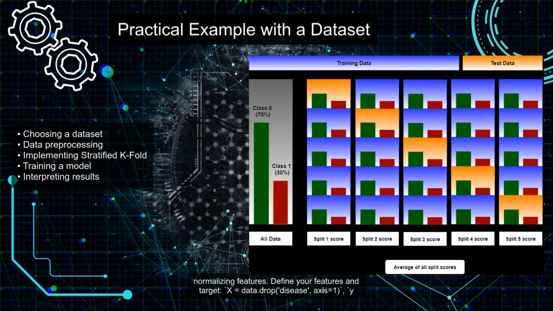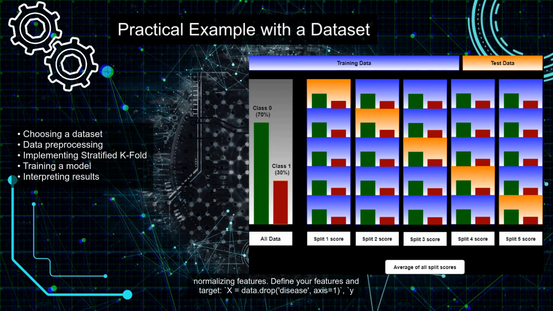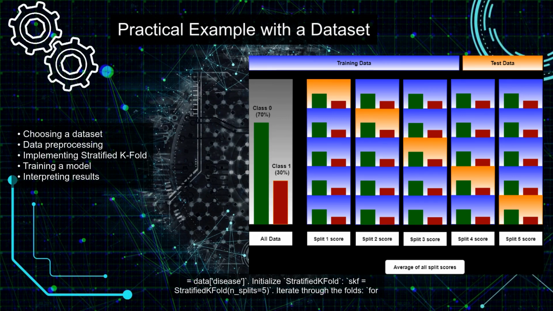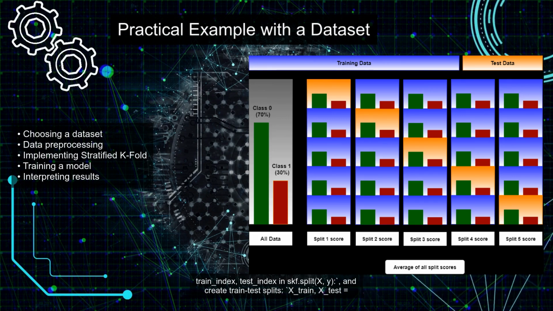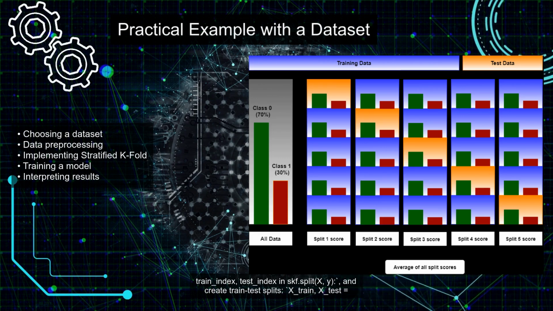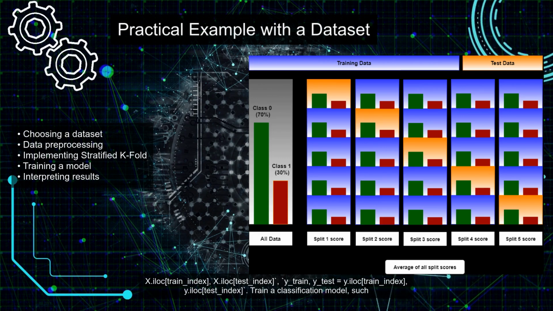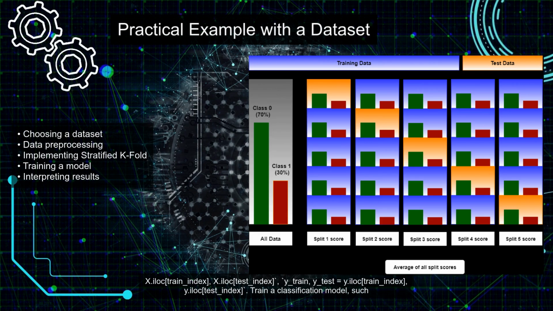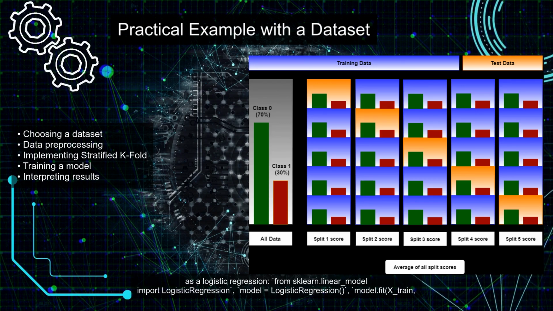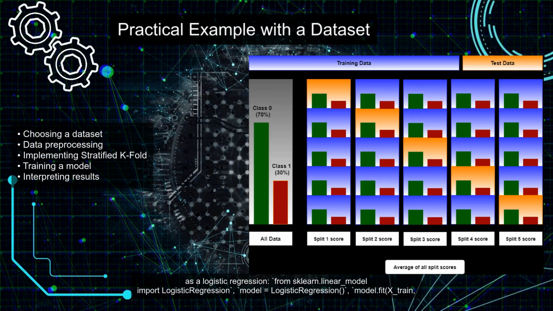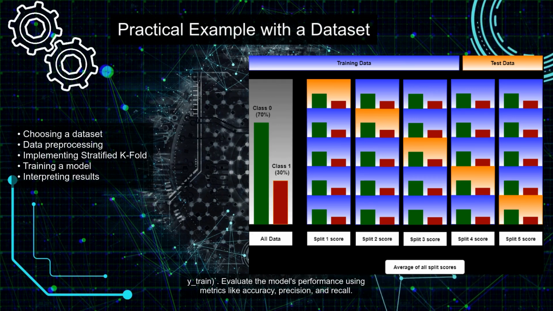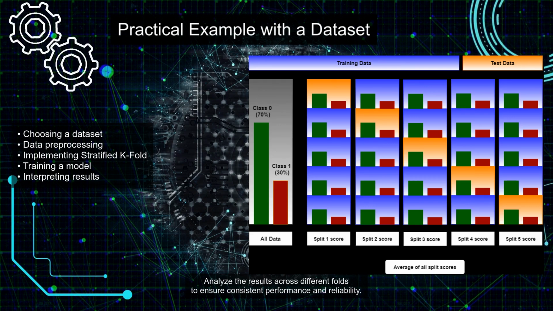Initialize StratifiedKFold: skf = StratifiedKFold(n_splits=5). Iterate through the folds: for train_index, test_index in skf.split(X, y), and create train-test splits: X_train, X_test = X.iloc[train_index], X.iloc[test_index]; y_train, y_test = y.iloc[train_index], y.iloc[test_index]. Train a classification model, such as logistic regression: from sklearn.linear_model import LogisticRegression, model = LogisticRegression(), model.fit(X_train, y_train).